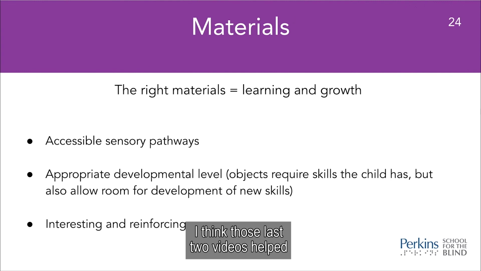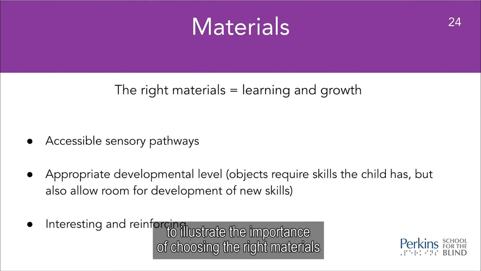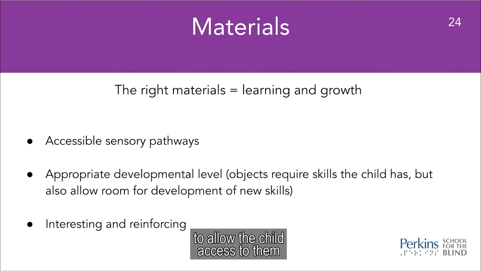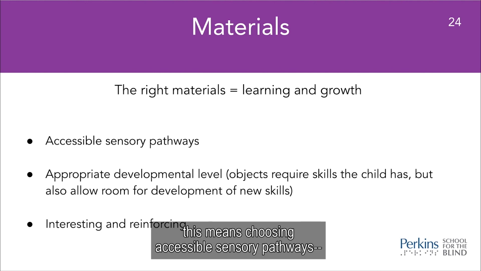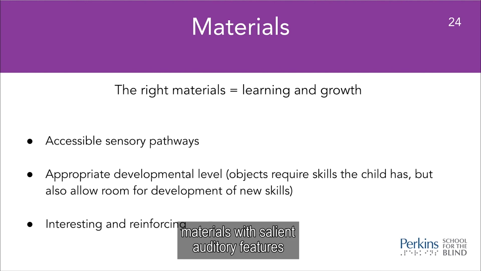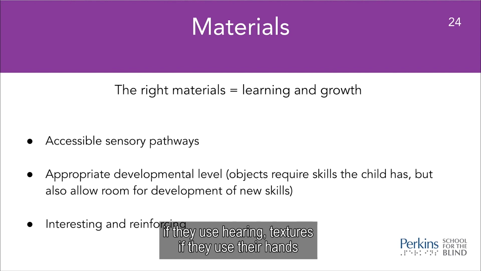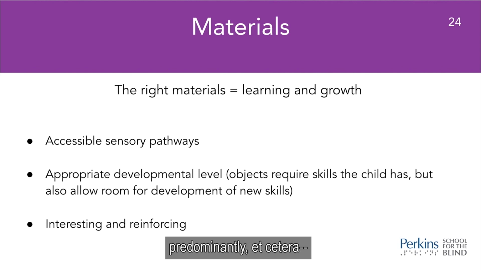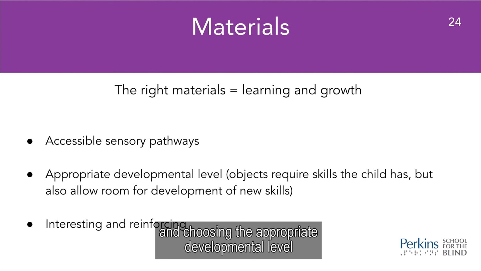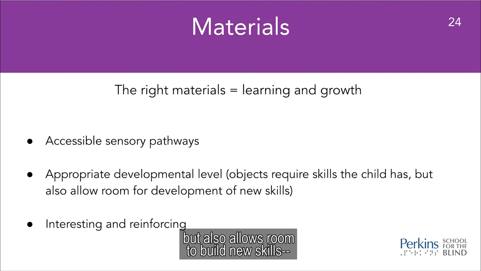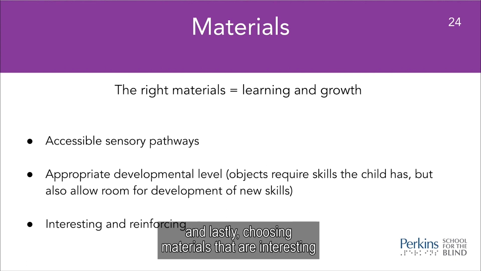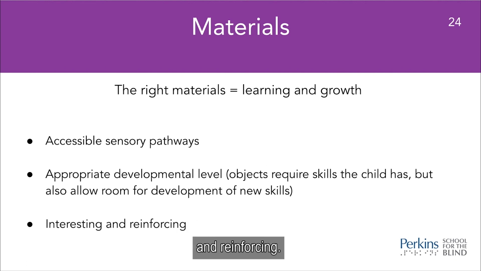I think those last 2 videos help to illustrate the importance of choosing the right materials to allow the child access to them and to promote learning and growth. This means choosing accessible sensory pathways, materials with salient auditory features if they use hearing, textures if they use their hands predominantly, etc. And choosing the appropriate developmental level for that child, objects that require skills that the child has, but also allows room to build new skills. And lastly, choosing materials that are interesting and reinforcing.